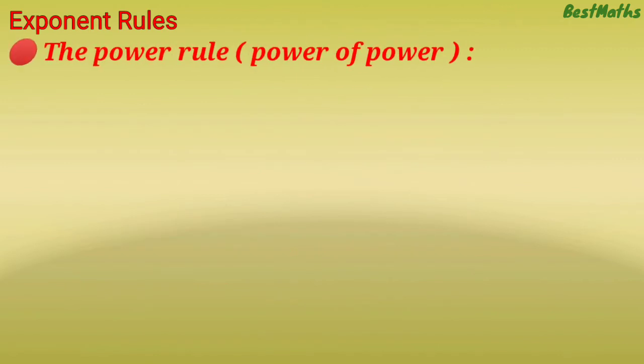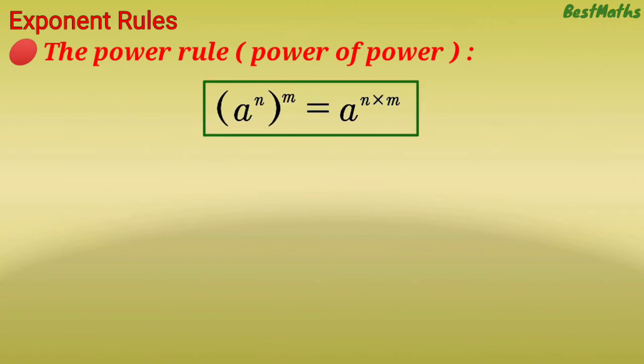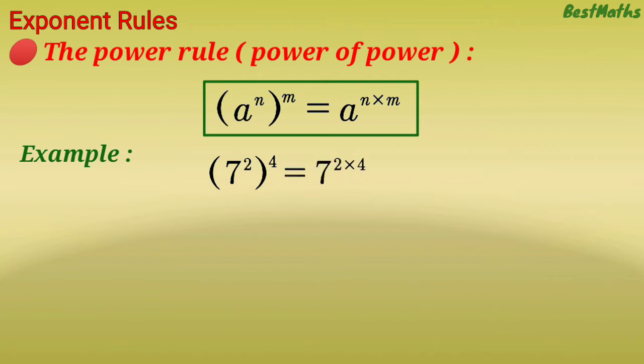Now we will pass to the power rule, or power of power. The power rule tells us if we have a to the n power raised to the m power, that's the same thing as a to the n times m power. Simply, when we raise a power to a power, I get to multiply the exponents. Now we will apply this to an example. For example, 7 squared raised to the 4th power is the same thing as 7 to the 2 times 4 power, which is 7 to the 8th power.